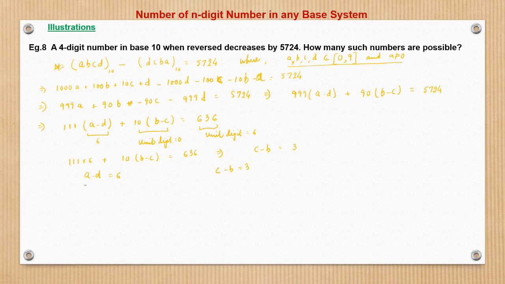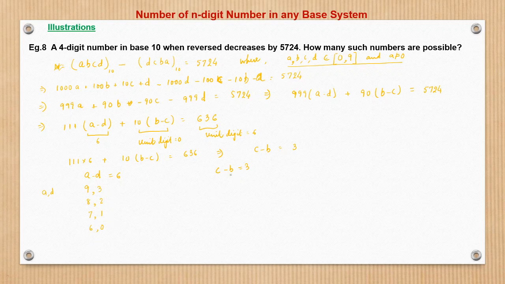So A can take a value say 9. So D will take a value of... A comma D we are doing. So 9 comma 3 or 8 comma 2 or 7 comma 1, or D can be 0 also, say 6 comma 0. So there are four possible values here, right? It cannot go further down because then D will be negative.